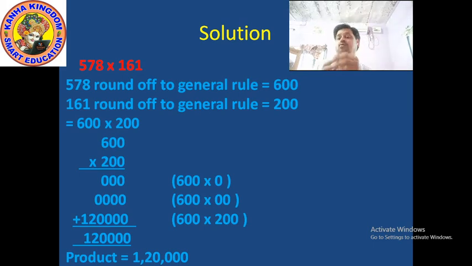Okay, now 2 multiplied by the hundreds digit. Which digit is in the hundreds place? 6, so 2 multiplied by 6 becomes 12. So how do we write 12? 1 and 2, 12, meaning 2 comes in the ten-thousands place and 1 comes in the lakhs place.